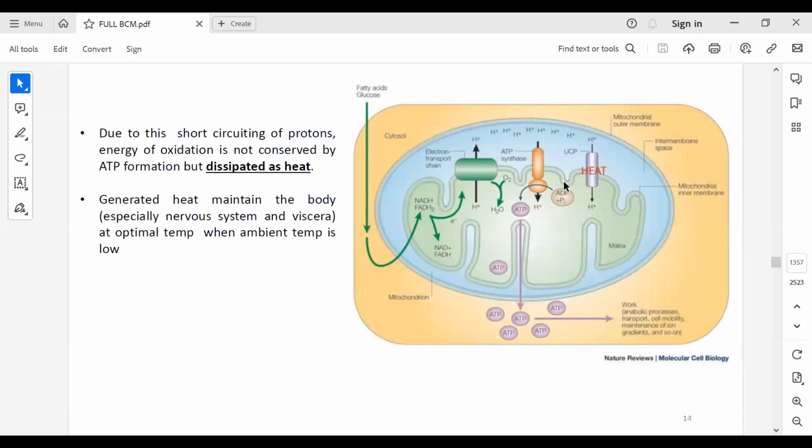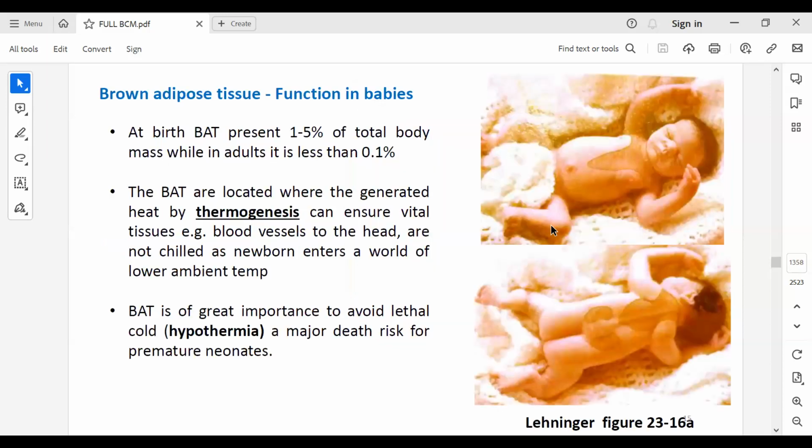And once the protons bypass the ATP synthase, when they enter, they release heat for the polar bears and for the newborn babies. So babies usually carry out thermogenesis in order to produce heat, and that will keep them from hypothermia.